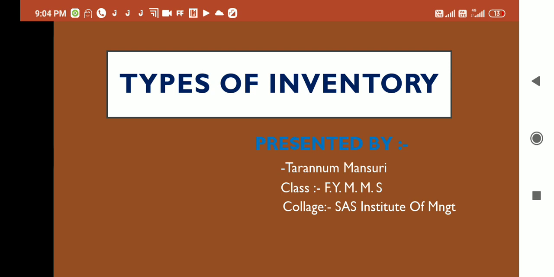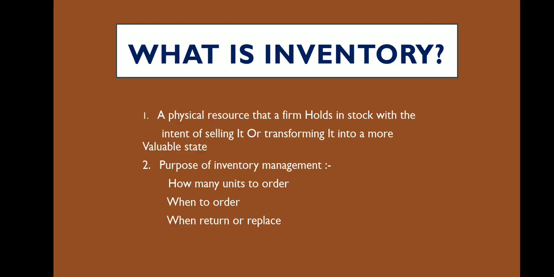I am going to present on the topic of types of inventory. So, what is inventory? Inventory is a physical resource that a firm holds in stock with the intent of selling it or transforming it into a more valuable state.